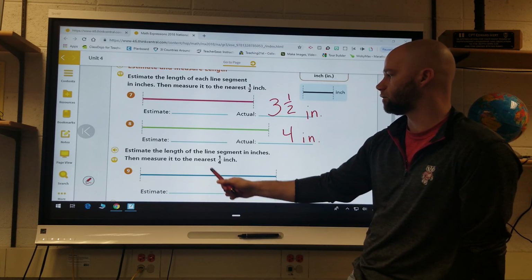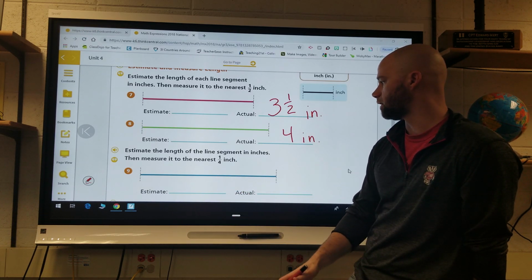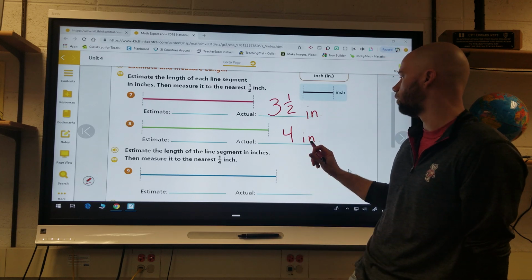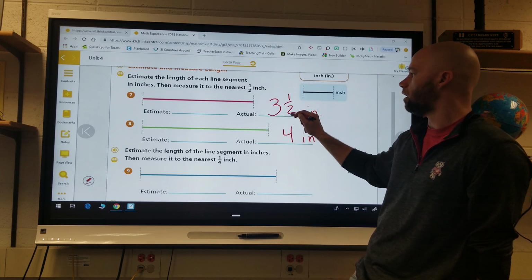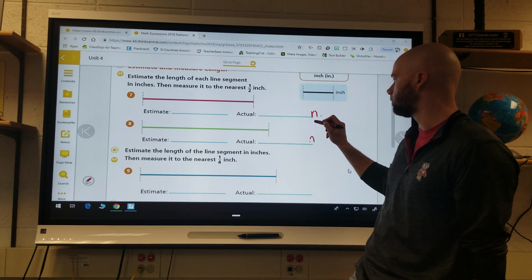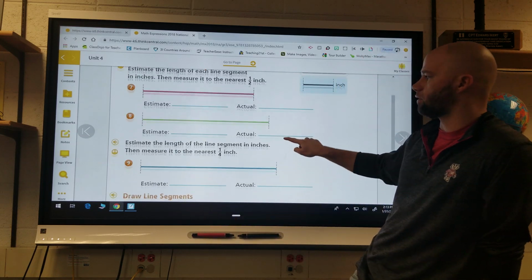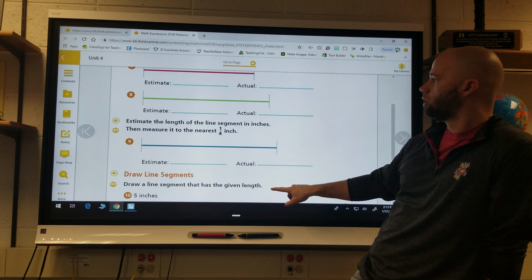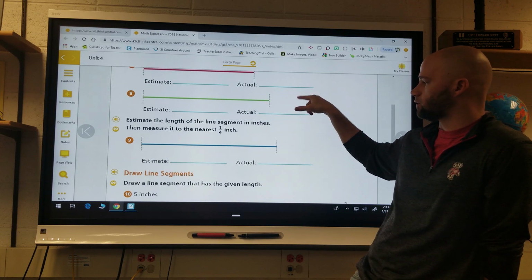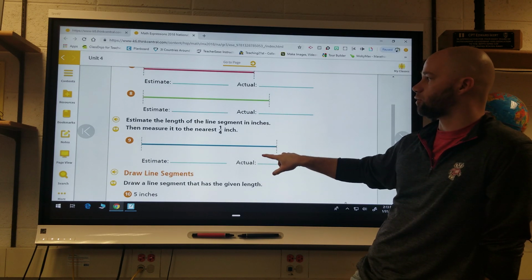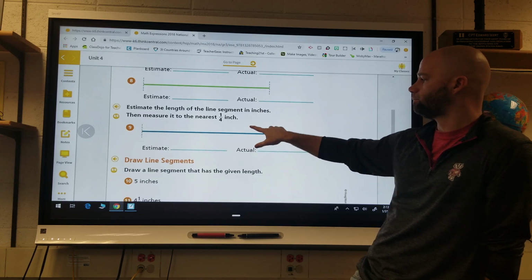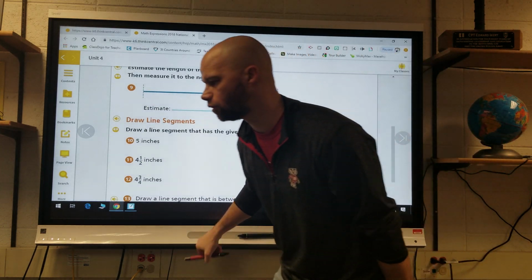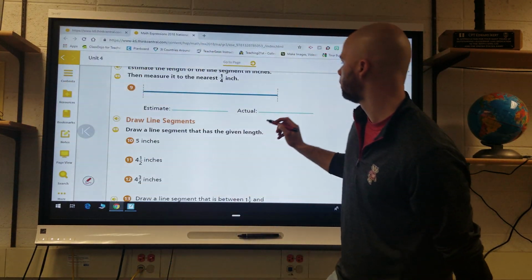Number 9, so this one is estimate the length of line segments in inches, then measure it to the nearest 1/4 of an inch. So this gets a little bit trickier. You have to measure it to the nearest 1/4 of an inch rather than 1/2 inch. Again, whatever your estimation is, you use this, knowing that this is 4, hopefully your estimation would be a little bit bigger than 4. But your actual is going to be 4 1/4 inches.